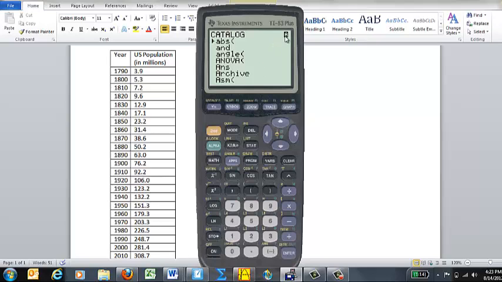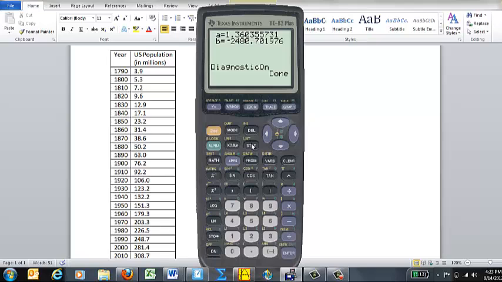The A up here indicates that it's already set on alpha, so this D right here is going to bring us to the D's. And then down here, if we scroll down, we find DiagnosticOn. We want to hit enter once, and then again, and now diagnostics are on.